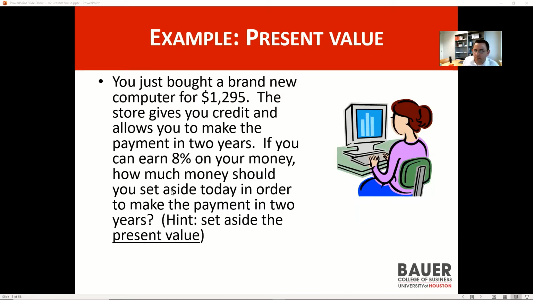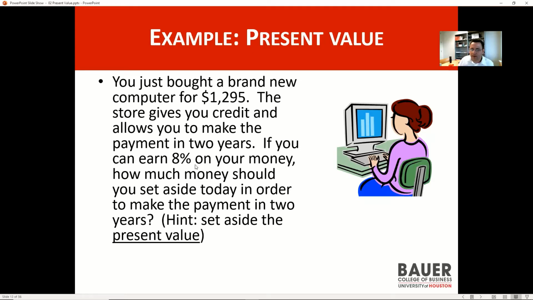I want to start with a relatively simple example, but I want to work it in a few different ways to show you what the present value formula is capable of. So in this example, you're going to buy a computer. The list price is $12.95. However, the store doesn't require you to make the payment today. Rather, the store is going to give you credit so that you don't have to pay for 2 years.